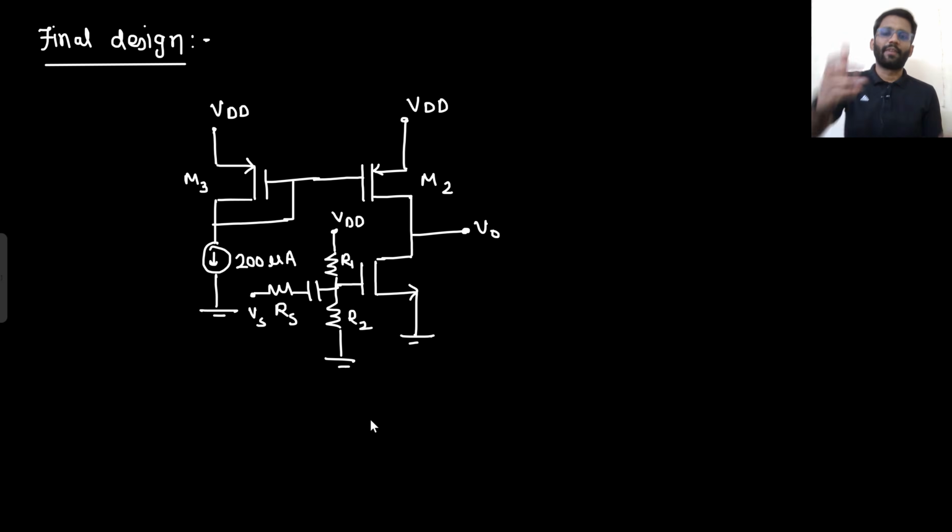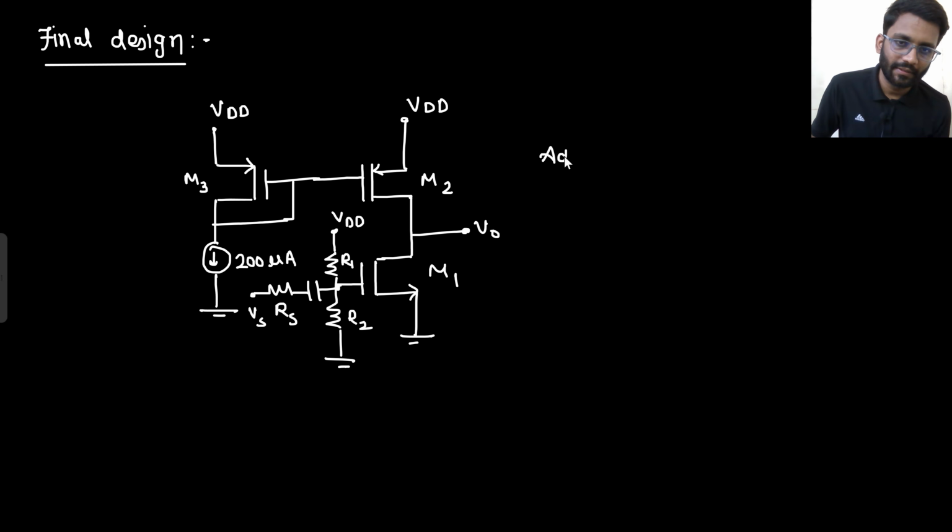So this is my final design. I am done with my final design. I used only one VDD. I used only one supply. I had the resistance R1, R2. I got the bias from there. These are the transistors I am having. Let's call this transistor M1.